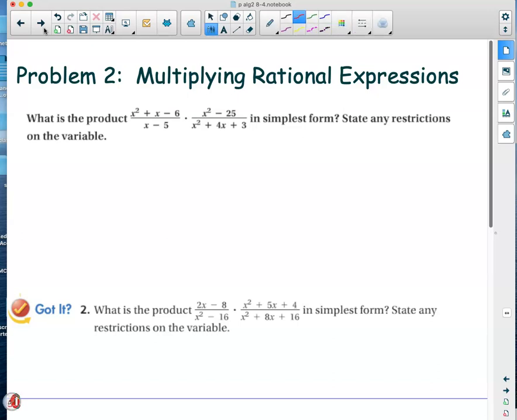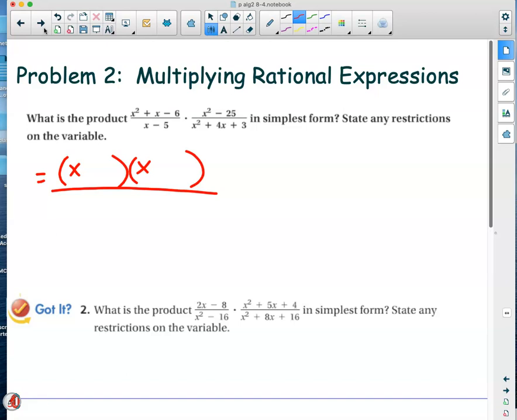So this says, what is the product of x squared plus x minus 6 over x minus 5 times x squared minus 25 over x squared plus 4x plus 3 in simplest form? And of course, state any restrictions on the variable, so the domain. All right, x squared plus x minus 6. There's no greatest common monomial factor. -6 is definitely not a perfect square, anything. So that would seem to be a good old-fashioned factoring problem there.